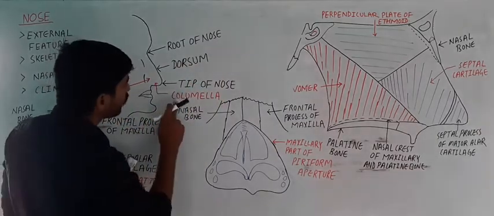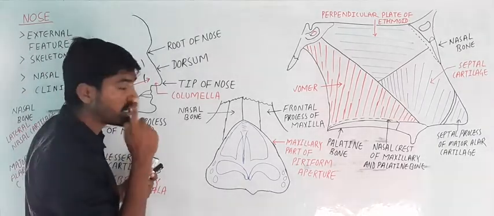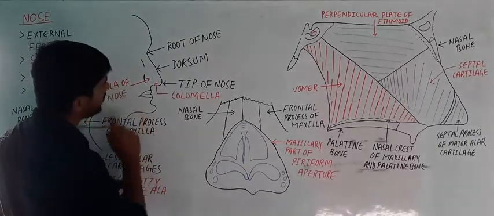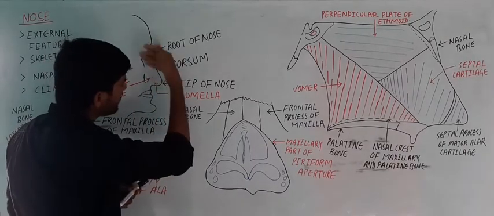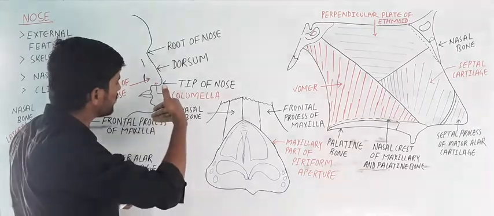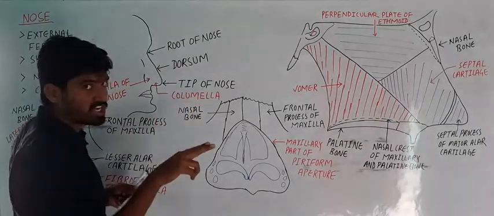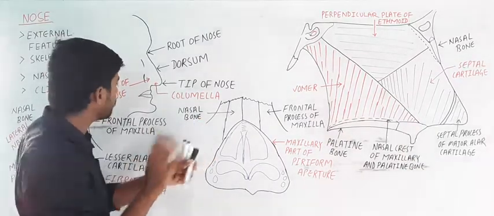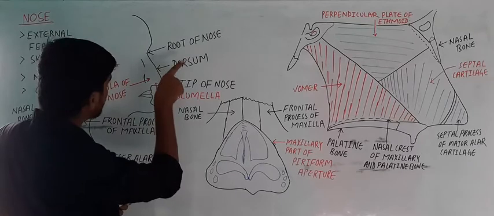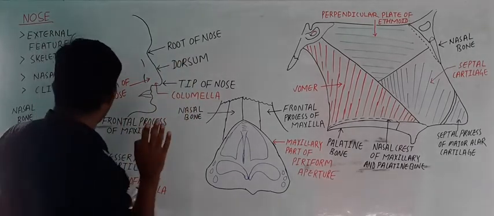And this is the columella, and this is the ala of the nose. This thing is the ala of the nose. There are two nostrils, and between them there is one nasal septum. So these are the external things: tip, root, dorsum, ala, and the nostril.